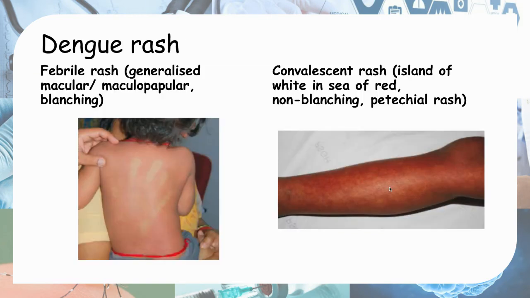However, you need to know that for dengue rash, there are two types of rash. There's a febrile rash and a convalescent rash. The island of white and sea of red is the convalescent rash, during the convalescent phase. In the febrile phase, not everybody will have a rash, but sometimes you can have a macular or maculopapular rash, which is blanching, in contrast to the convalescent rash, which is non-blanching.